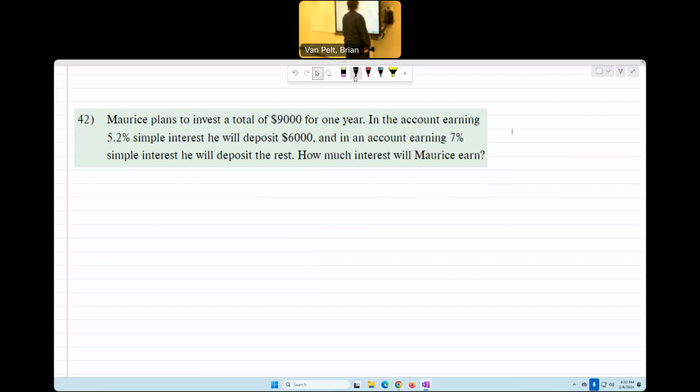So then we have $3,000 at 7%. You worry about adding these together because it's a total of these two things. On the one hand, we've got 6,000 times 0.052 plus 3,000 times 0.07. Your calculator can do this in one shot. I was able to type in the entire expression, and I got 522. You guys get that? Yep. 522.